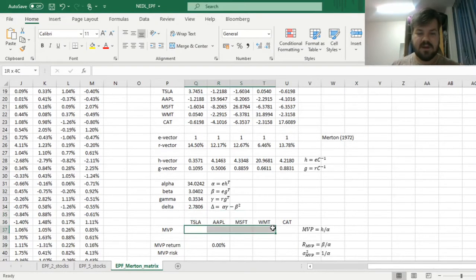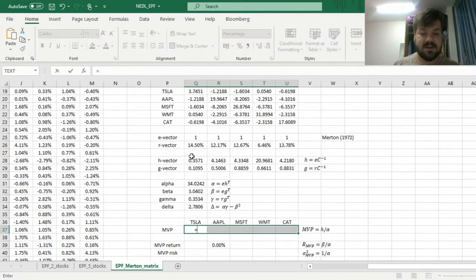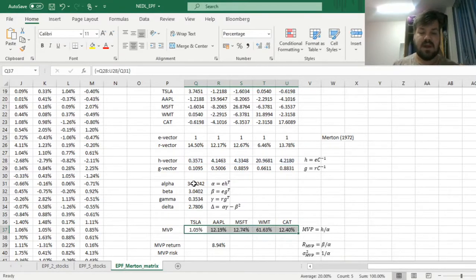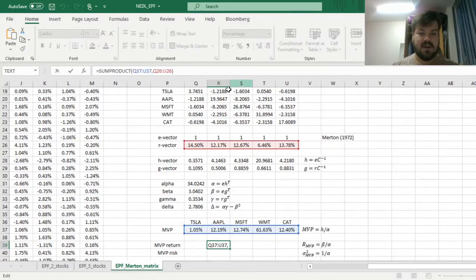Let's try it. Let's divide the H vector by the alpha constant, and we get portfolio weights that sum to 100%. So again, there is something going on here. It can be interpreted as portfolio weights, but is it actually a portfolio that generates minimum variance? Let's check that here. So here we have our expected return already calculated using sum product, so multiplying the weighted average for those stocks.